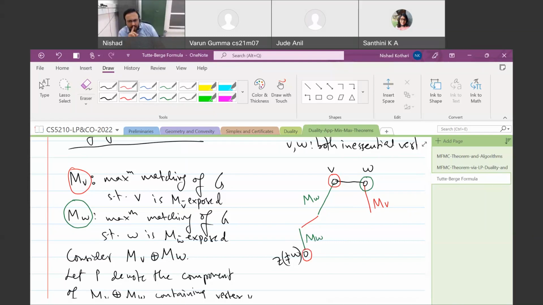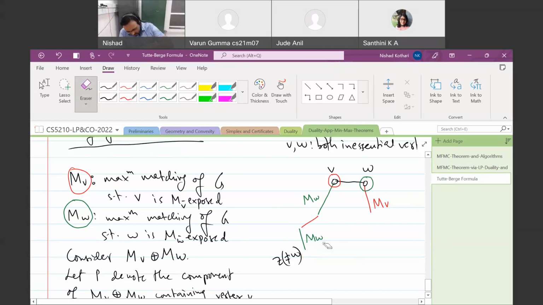I claim that you cannot have this kind of situation where the path starts at V. This is an augmenting path, exactly. This is an augmenting path for the red colored matching. So you will get a bigger matching, but it was a maximum matching, so you can't have this situation, right? So we can't end with an MW edge at a vertex Z which is not W.